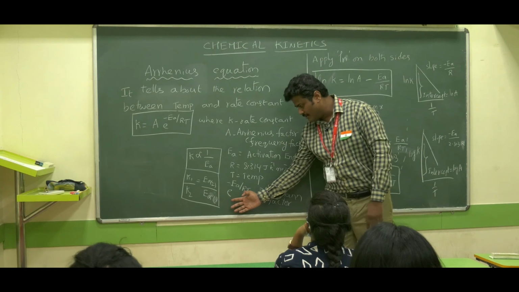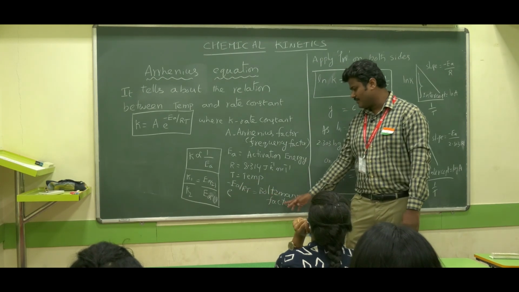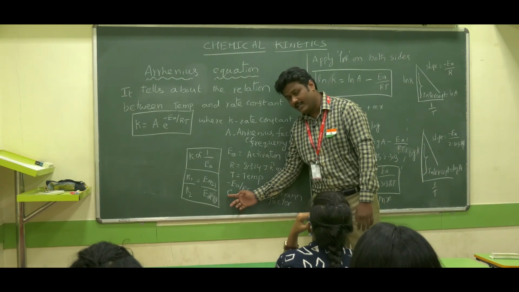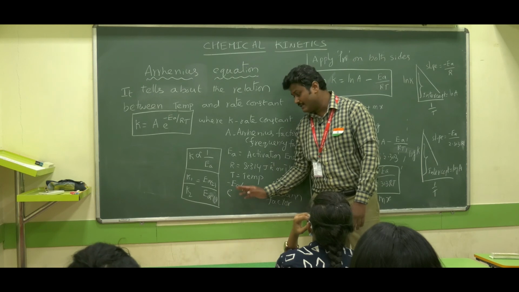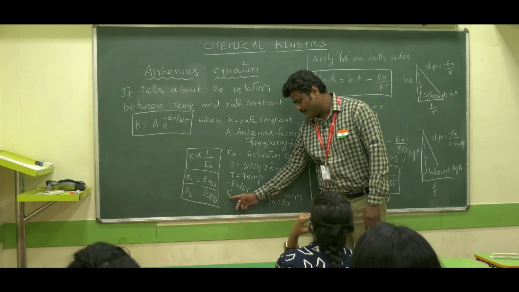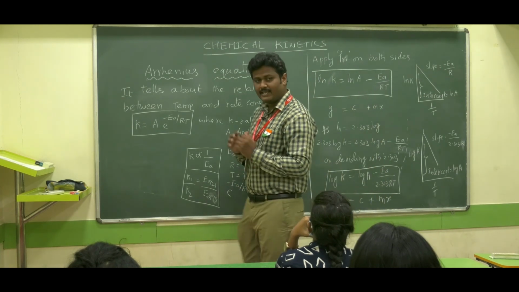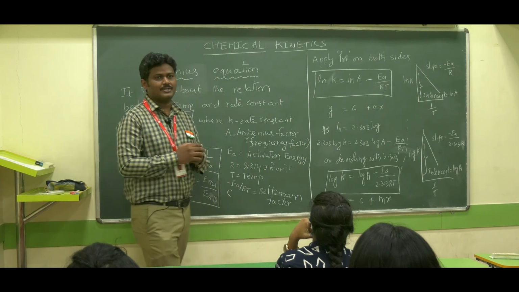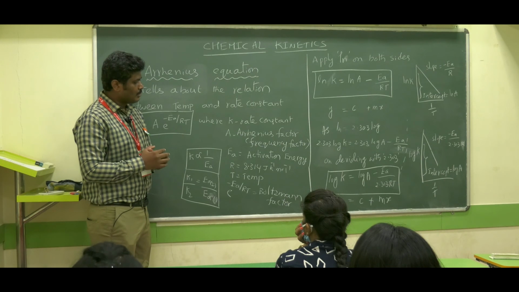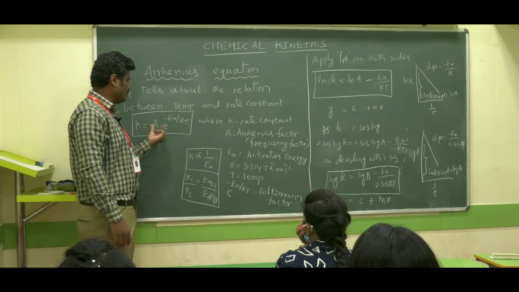So this term e power minus Ea by RT, which is called the Boltzmann factor, represents the fraction of molecules having energy equal to or more than the threshold energy. And only those molecules will give the products upon collision. So, these terms are most important.